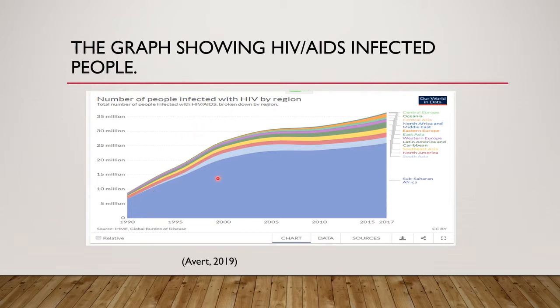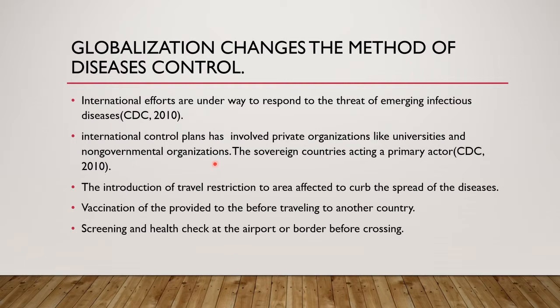This is a graph showing the number of people who have been infected with HIV by region. We have different regions, as you can see here, such as Southern Asia, North America, and so on. As you can see, the cases from 1990 keep rising day in, day out to 2017.